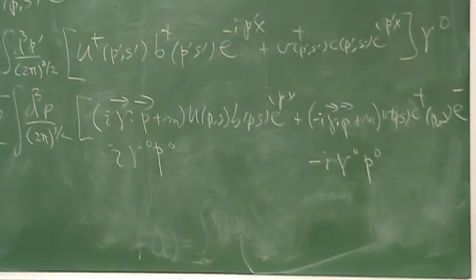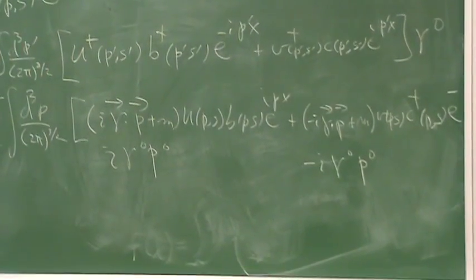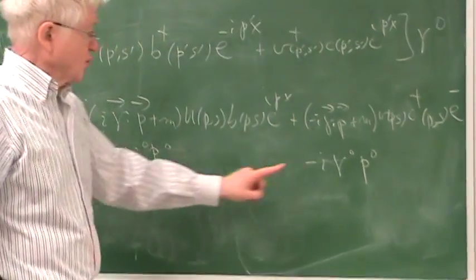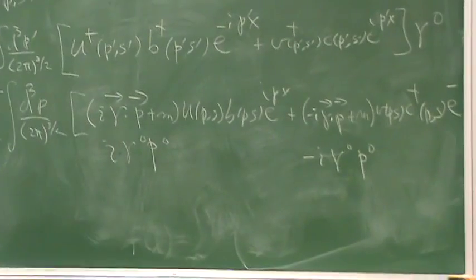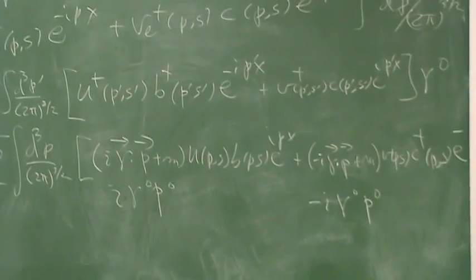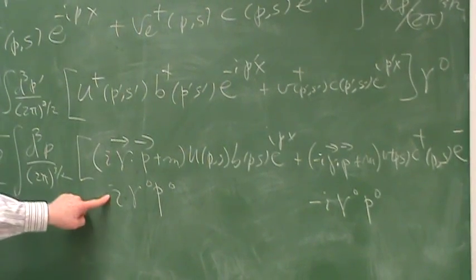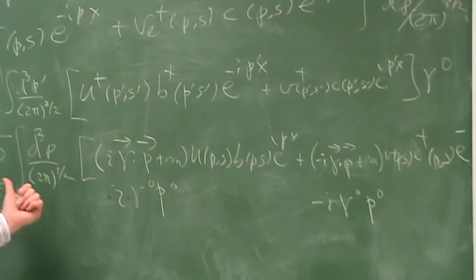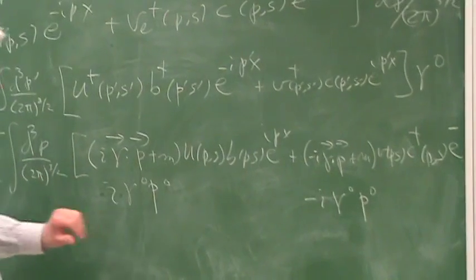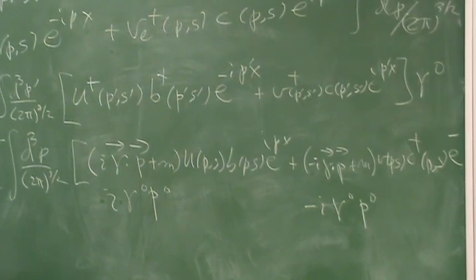Okay, now we've got a lot of gamma zeros. We've got one here, which came from the bar, and we've got one here and one there. Gamma zero squared is minus one. Moreover, we have an i here and an i there, and i squared is minus one. And so we get just a plus sign here, and we get a minus sign there.